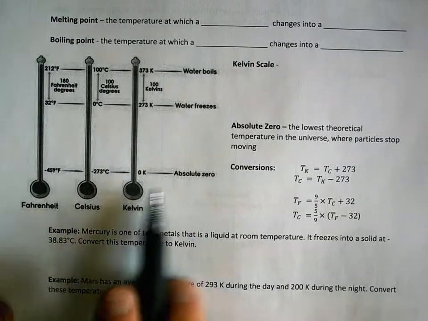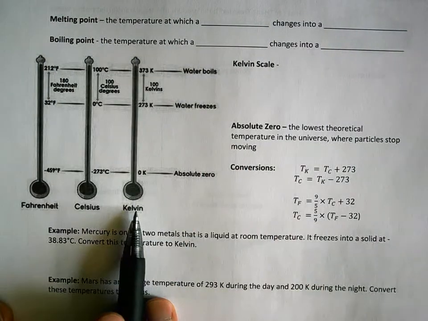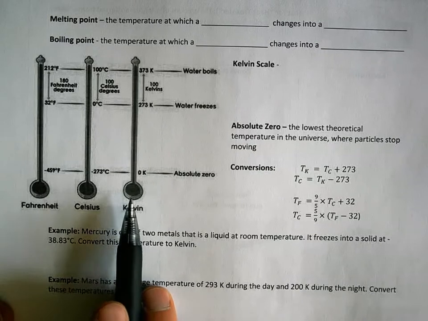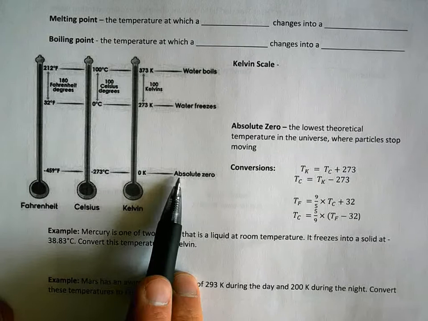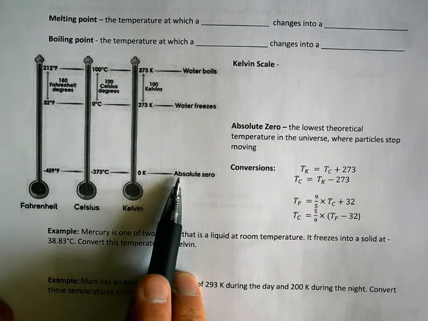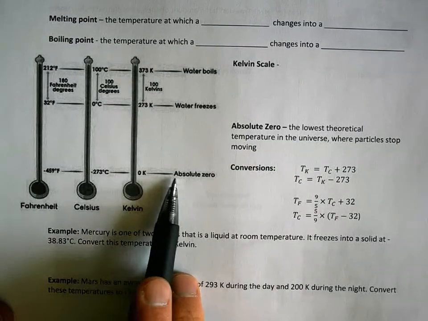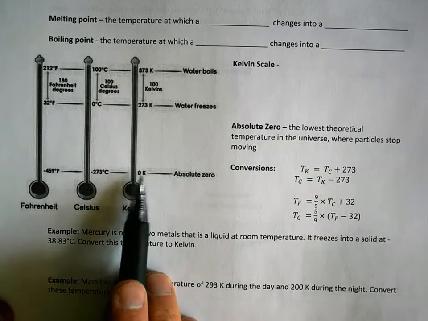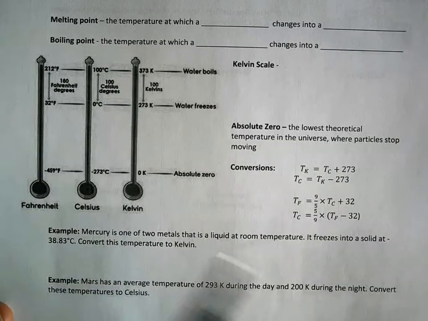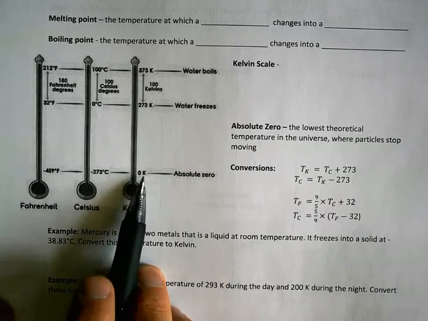Now we learned a third type of scale, which is the Kelvin scale. The Kelvin scale starts at absolute zero kelvins. This is the coldest theoretical possible temperature. We've never actually found or been able to produce 0 kelvins. It's very theoretical, but that would be when basically the little particles inside something stop moving.